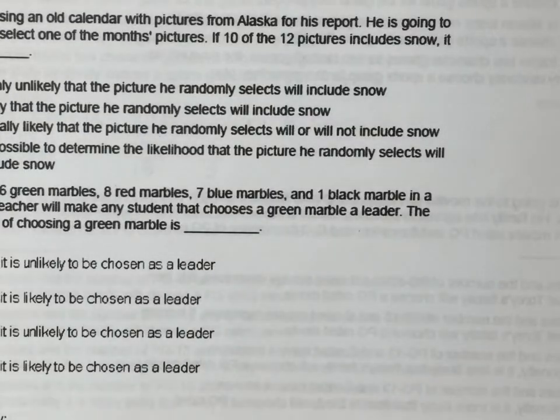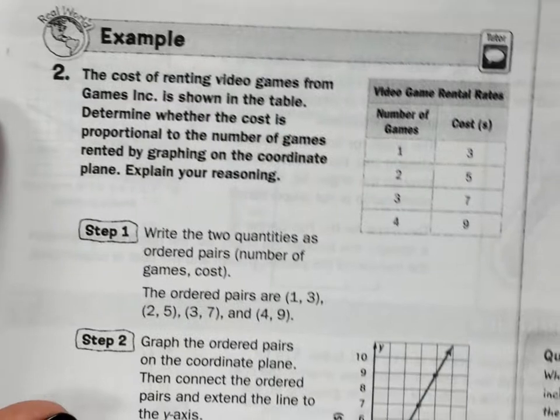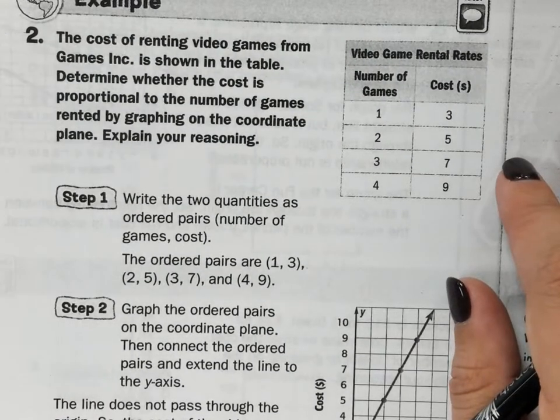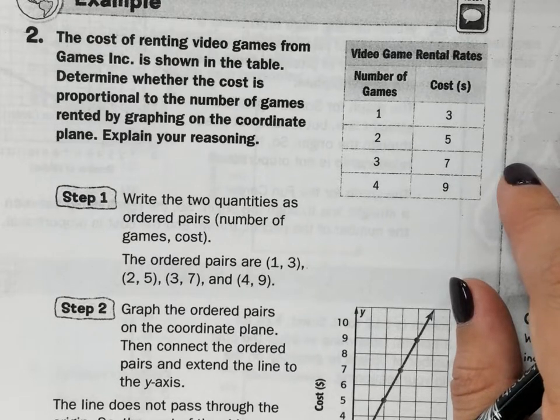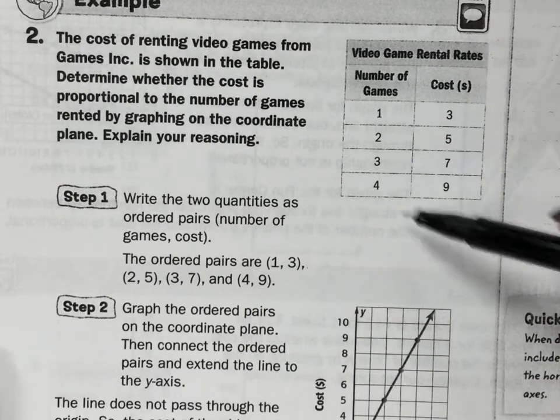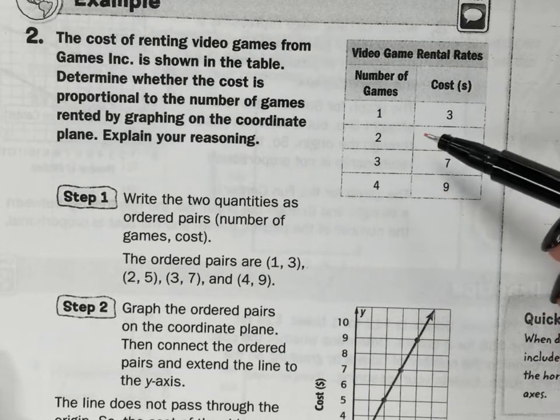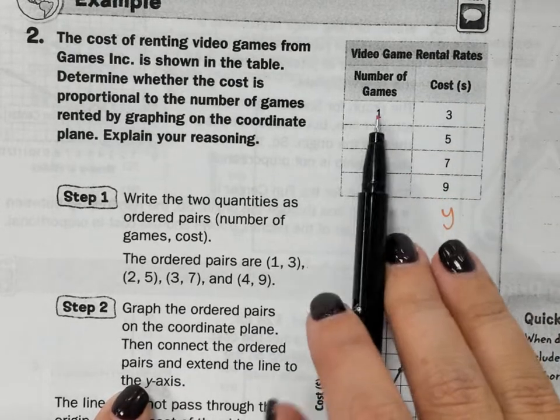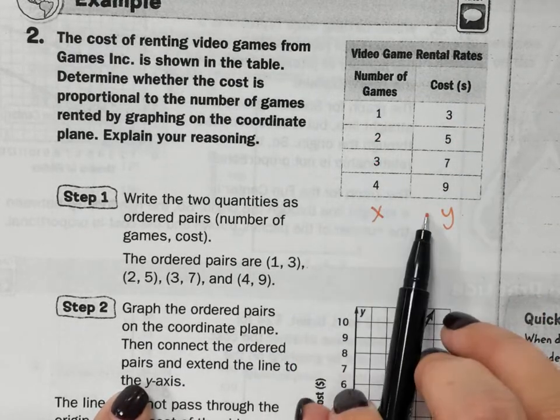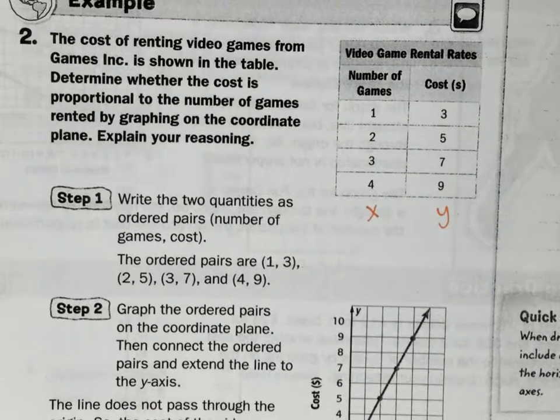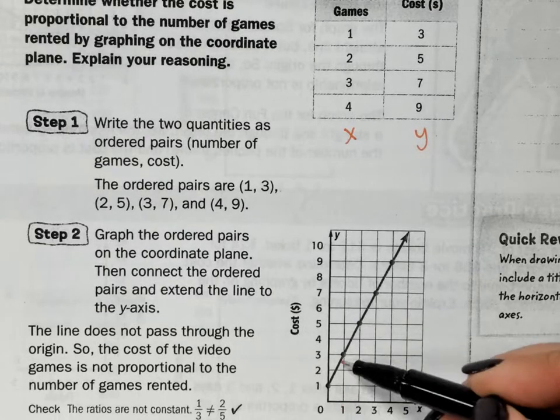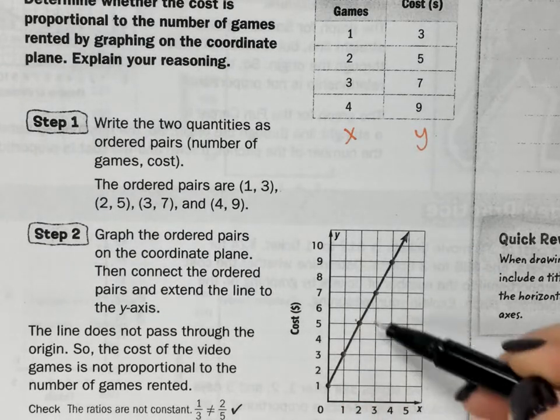All right, flip over. Let's look at example number 2. The cost of renting video games from Games Inc. is shown in the table. Determine whether the cost is proportional to the number of games rented. So they already gave me my table. So I know that these are my ordered pairs. 1, 3, 2, 5, 3, 7, and 4, 9. So if I want to graph those, like they've done for me, they've got 1, 3, 2, 5, 3, 7, and 4, 9.